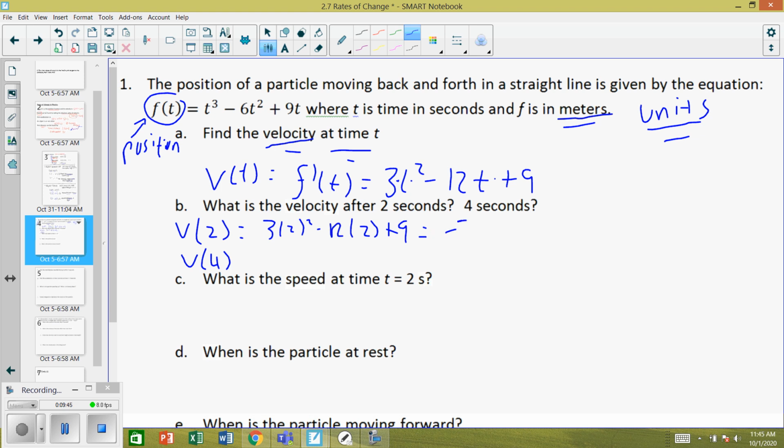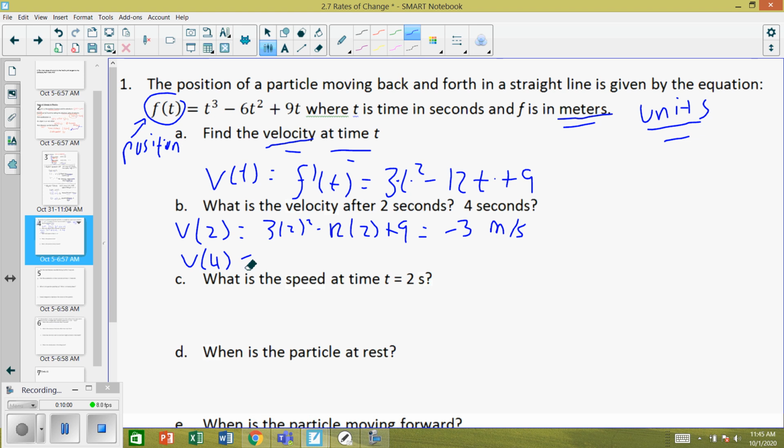-3. And the units, meters per second. So precisely at that time, at 2 seconds, we are moving backwards, all right, -3 meters per second. That's what that means, okay?